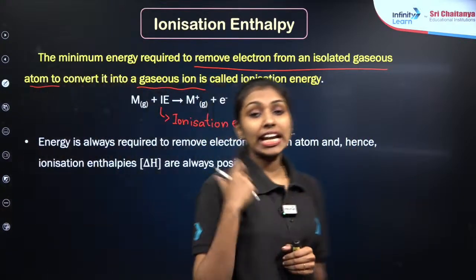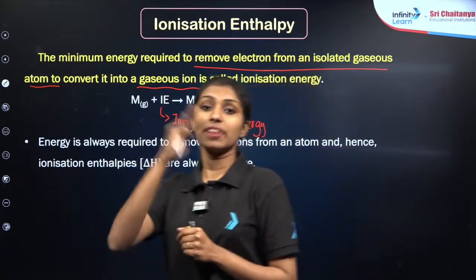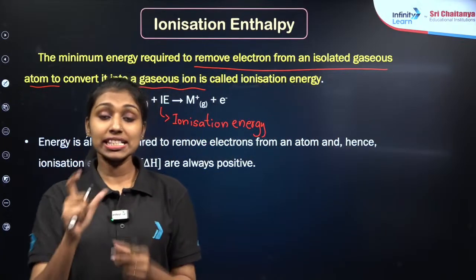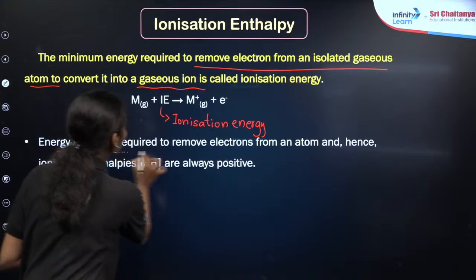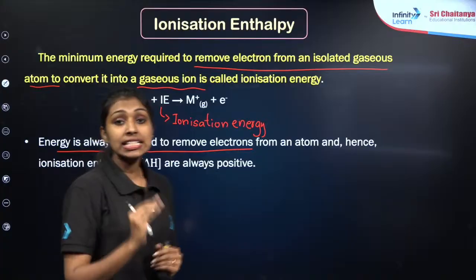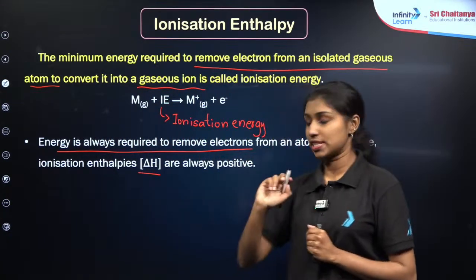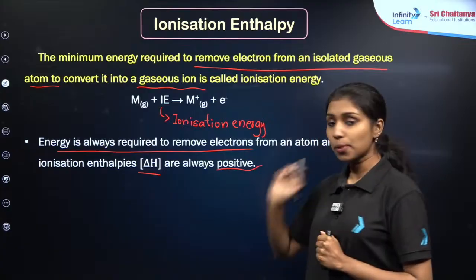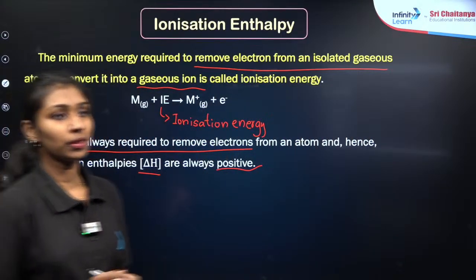In the case of ionization energy, in order to remove an electron from the gaseous atom, we are just giving the energy to the atom, which means the energy given is always positive. Energy is always required to remove the electrons from an atom. Hence, the ionization energy delta H is always positive. Clear? Is it clear?